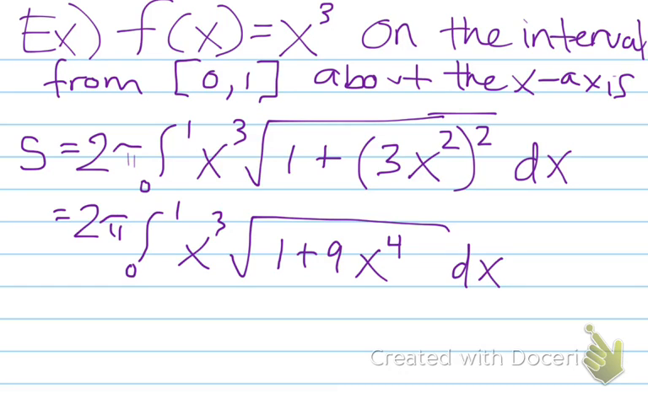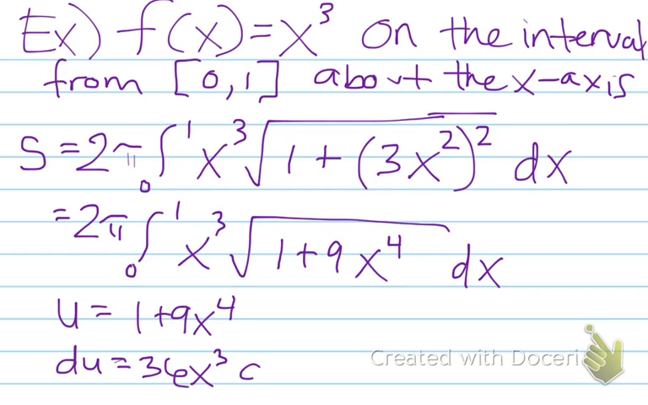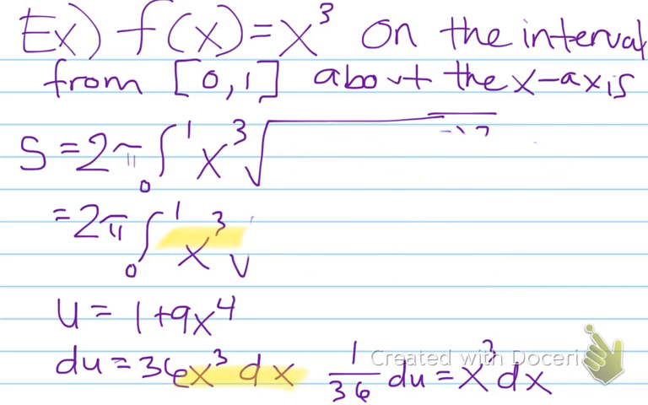I can actually use u substitution here. If I set u equal to 1 plus 9x to the 4th, then du would be 36x to the 3rd dx. I have my x to the third dx. The only thing I don't need is that 36. So if I divide both sides by 36, I have 1 over 36 du equals x cubed dx. Go ahead and make sure you have this written down. If I can erase a couple things.